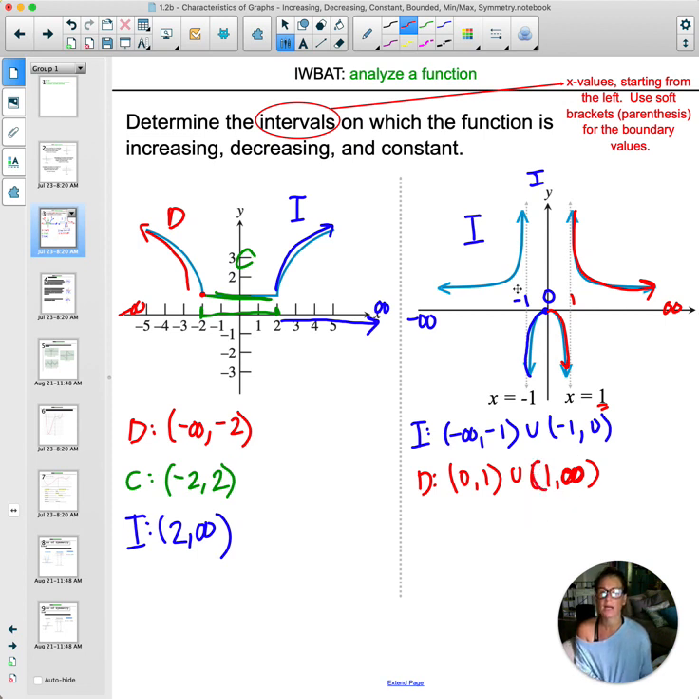Okay, soft brackets on all of that, but you're splitting up these x values. You're only naming x values. And you should pretty much have all of them covered, unless there's some big split horizontally in the graph.